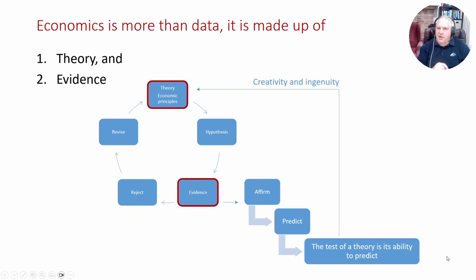Now, sometimes, even though we've affirmed our theory, creativity and ingenuity pops in, and we go back up and we revise the theory because we think we can make it better. And we go through the cycle again. And can this theory explain a little bit better than the old theory, and so forth, and that's kind of how science advances. So clearly, we are theory-driven versus being data-driven.